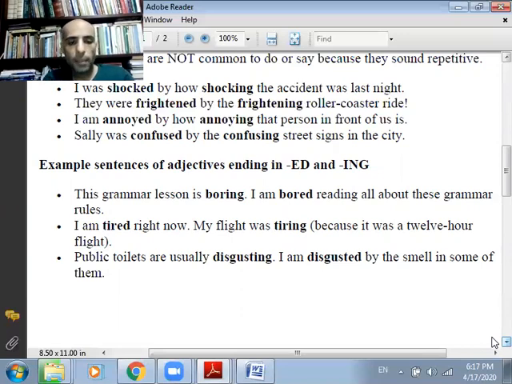Yesterday I played football with my friends and the game was so tiring. لما أقول the game was so tiring it means it has caused us to feel tired. Public toilets are usually disgusting. I am disgusted by the smell in some of them. لما أقول I am disgusted معناها إن أنا I feel disgusted.